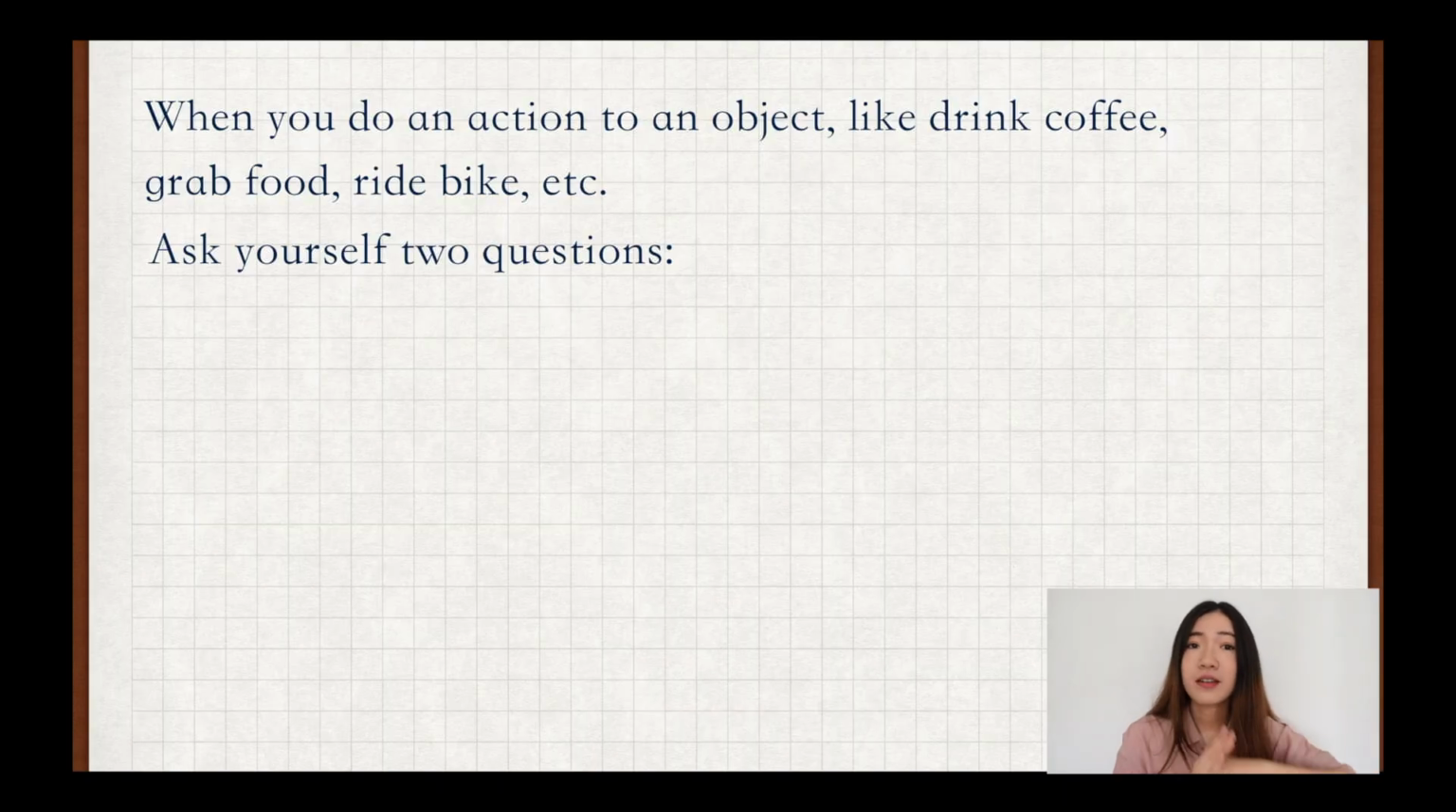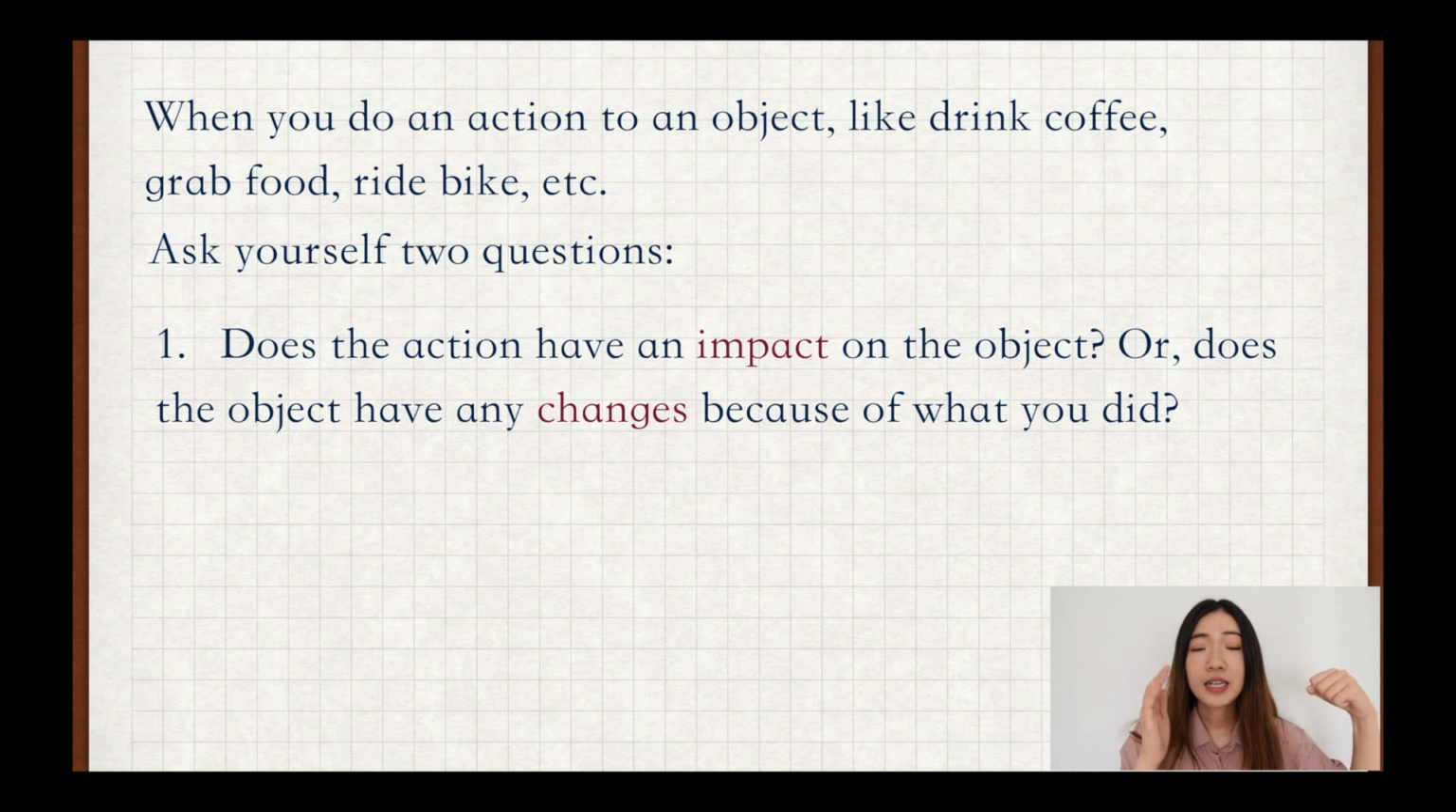I would say when we want to emphasize the verb, the action, and its result, we use 把. I know it still sounds confusing. How about this? Every time you do an action to an object, and you're not sure whether you have to use 把 or not, ask yourself 2 questions. First, does the action have an impact on the object? Or even more simply, does the object change?